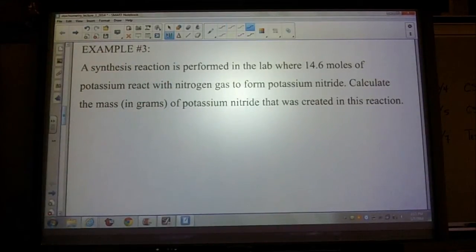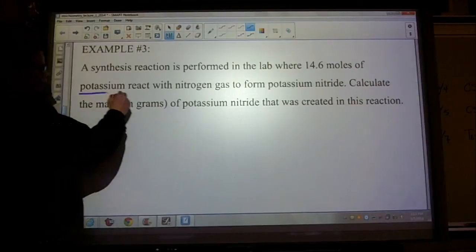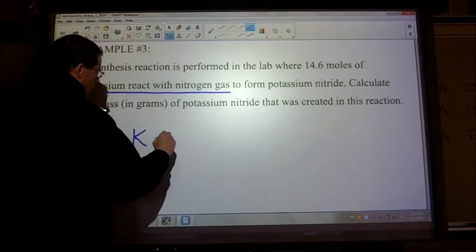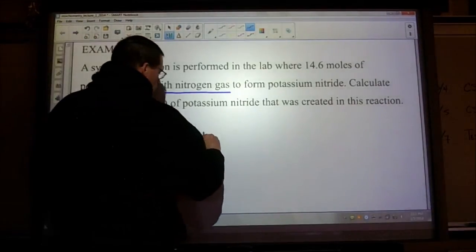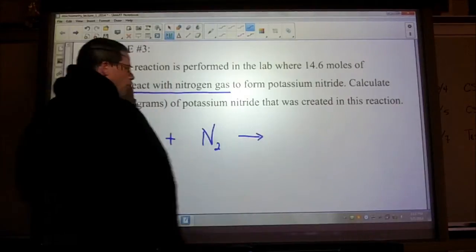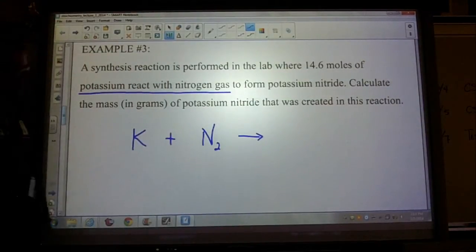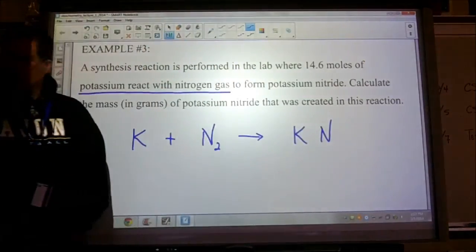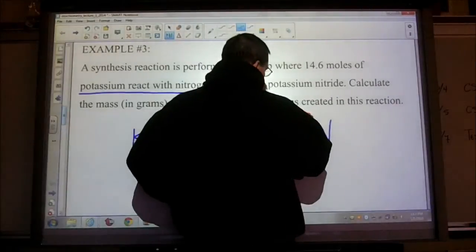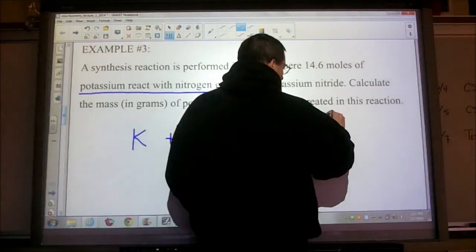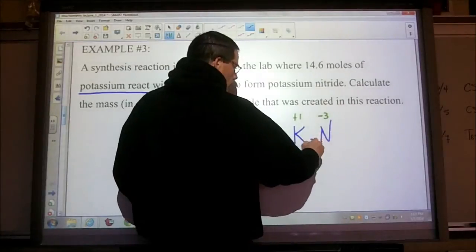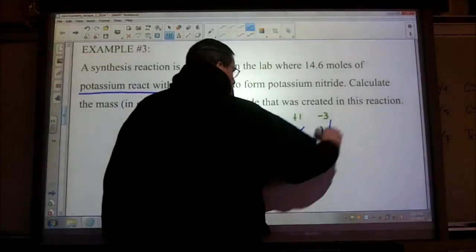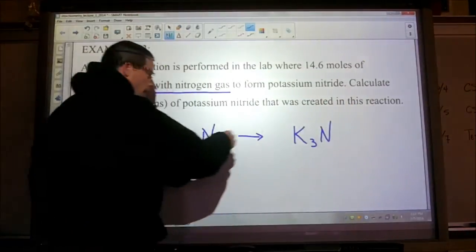So who are my reactants? K, potassium, and N2. It says reacts with, so we're going to say that's on the left side, and nitrogen gas is N2. And what is the product? Potassium nitride, KN. Now, what's the charge on potassium? Plus 1. What's nitrogen? Negative 3. So is that balanced as written? No. So the K needs a 3, right? Yes. Good.